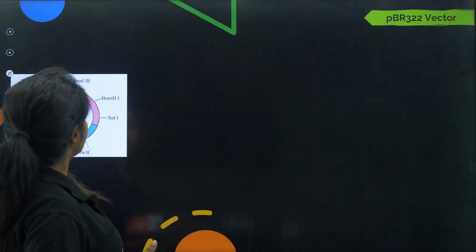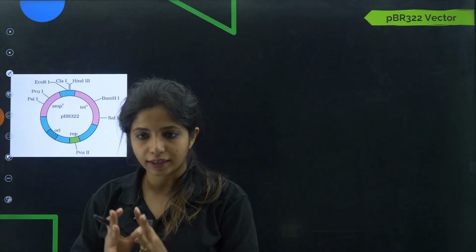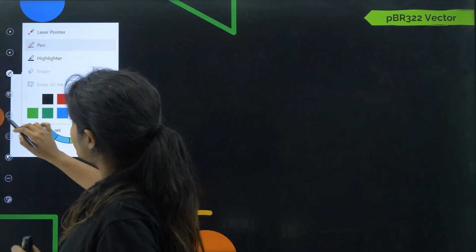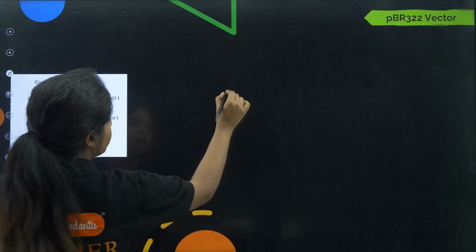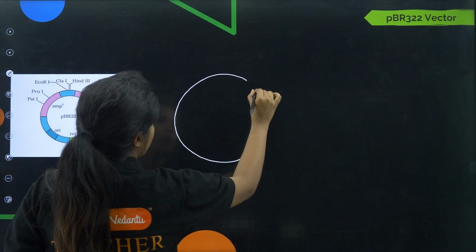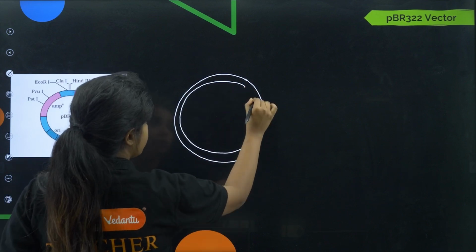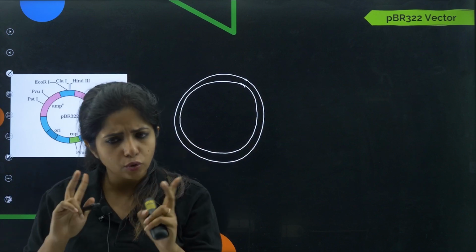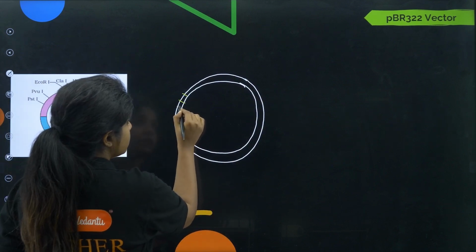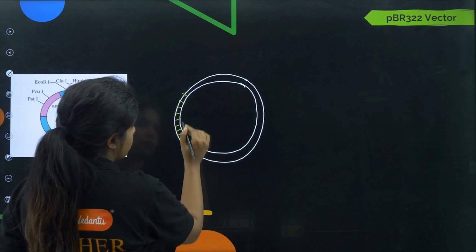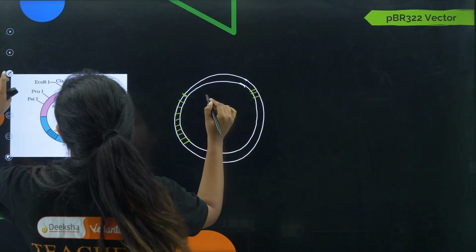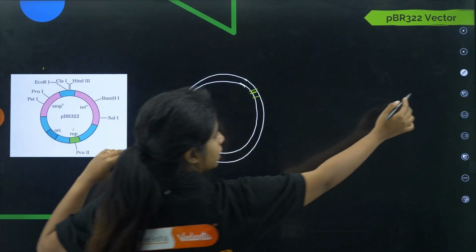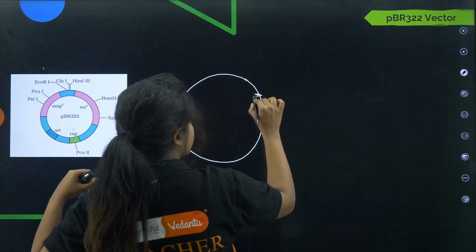Now going ahead, let's talk about the pBR322 vector. Here is a picture given in your NCERT, and I am just going to explain a bit about it. We have already studied a little, so hopefully I won't be taking too much of your time. The first thing you have to remember is that it has 2 genes for resistance against drugs. That means if I put the drug where this organism is growing, it will still grow because it is resistant. It has the ability to resist.